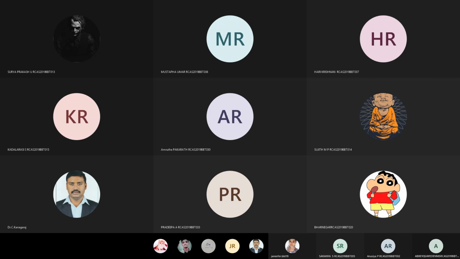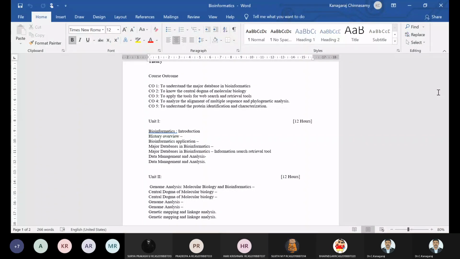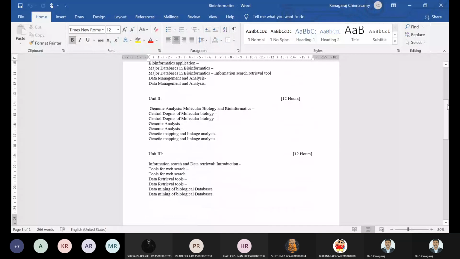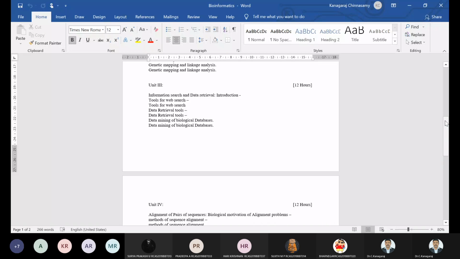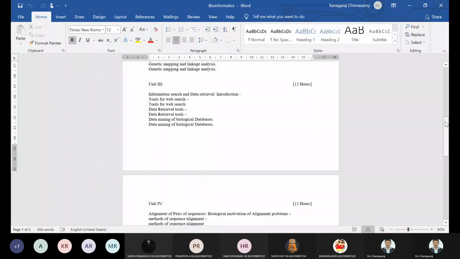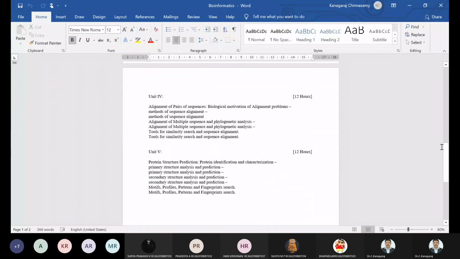First unit is the introduction to bioinformatics applications, sir, and database management. Second unit, genome analysis, so molecular biology and bioinformatics, central dogma theory, genome tools. So how to retrieve the data from the web search.